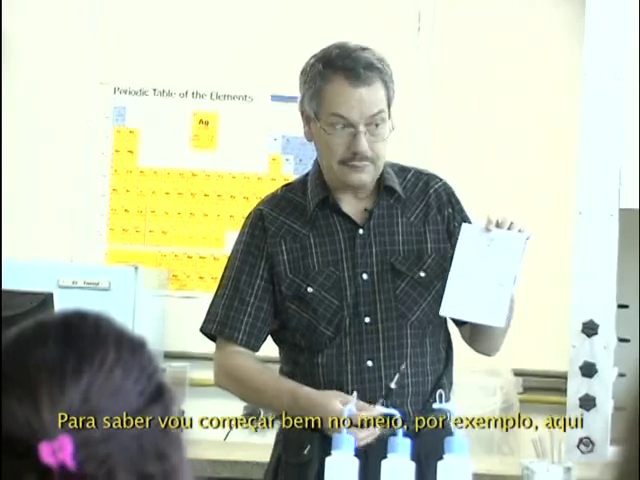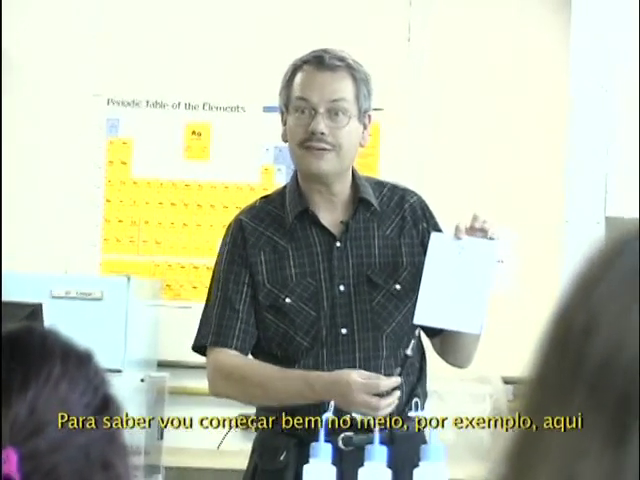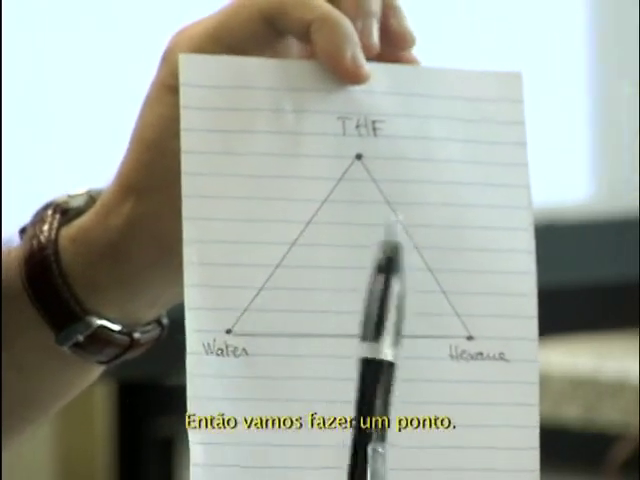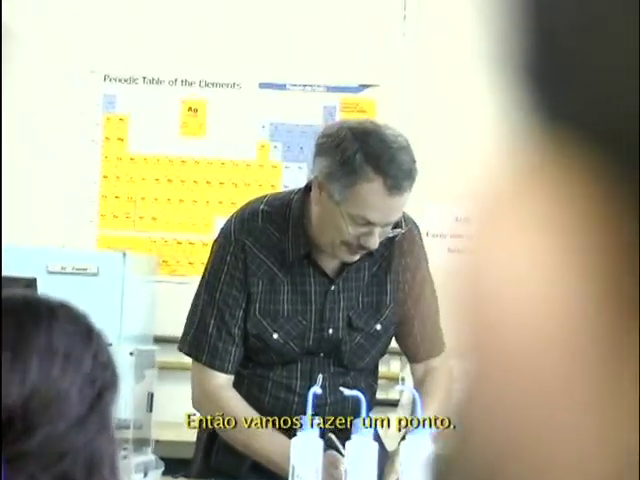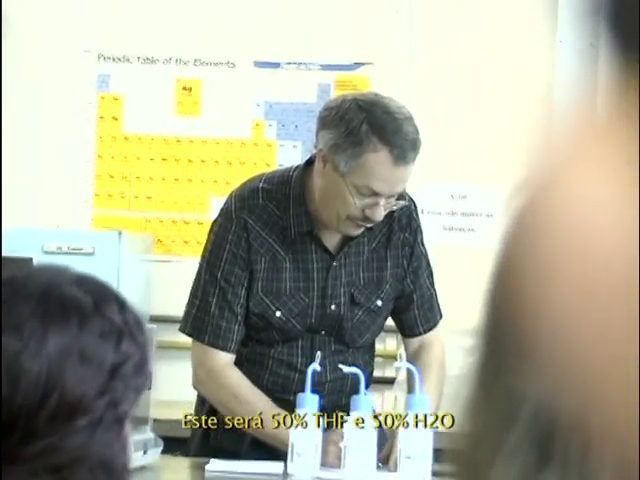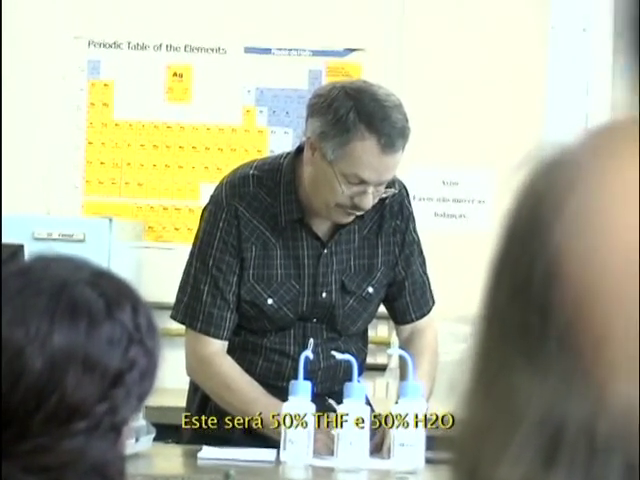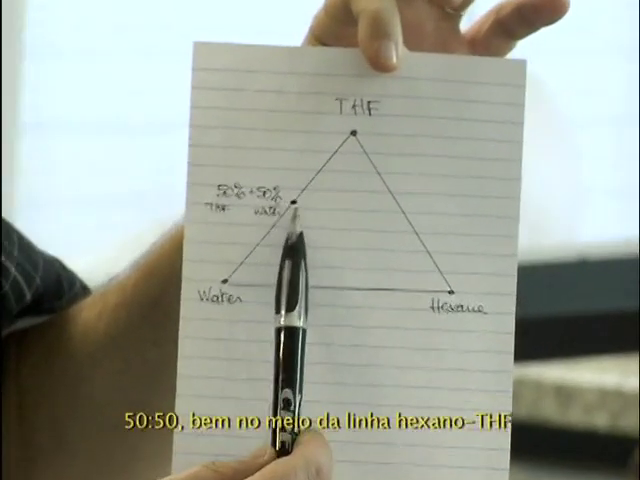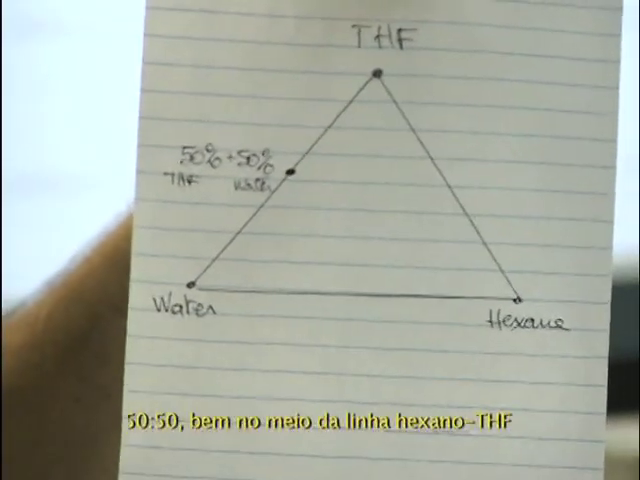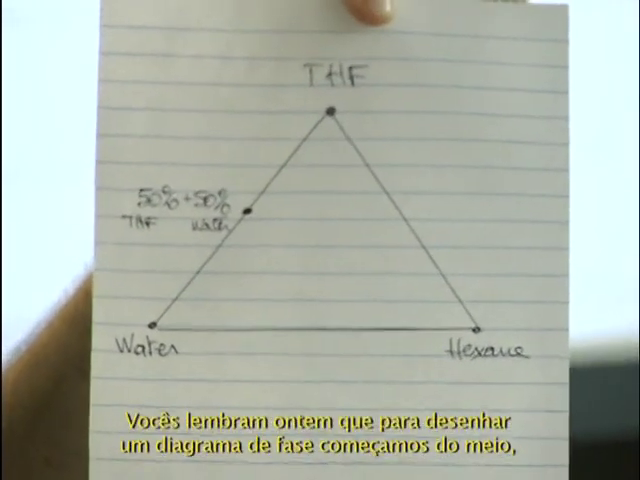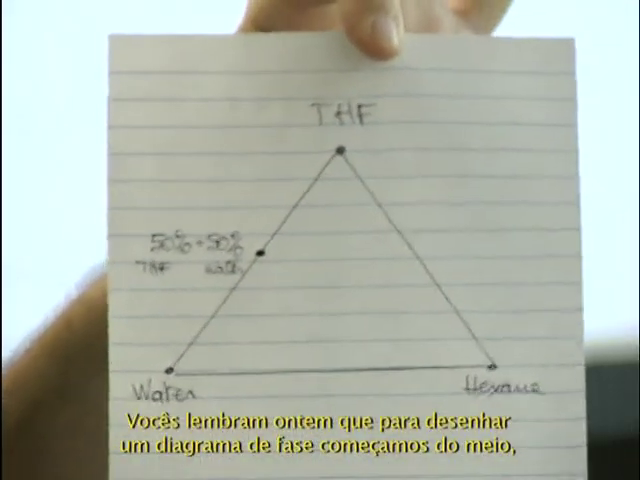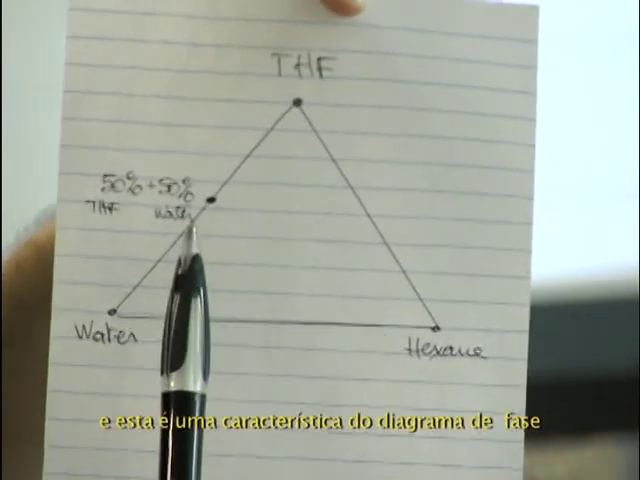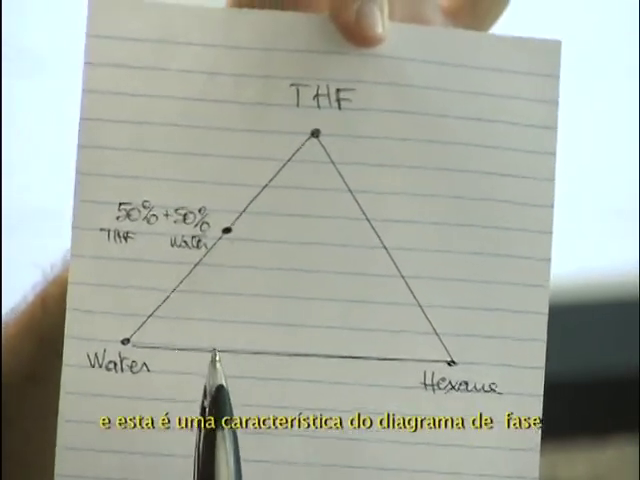We need experimental measurement to find that line. So to find it, I don't know, I will start right in the middle, for example. I will start here. So let me make a point. This will be 50% THF, 50% water. 50-50, just in the middle of the THF-water line. You remember we learned yesterday how to draw phase diagram, and starting at the middle, everybody agrees this is the middle. No problem.